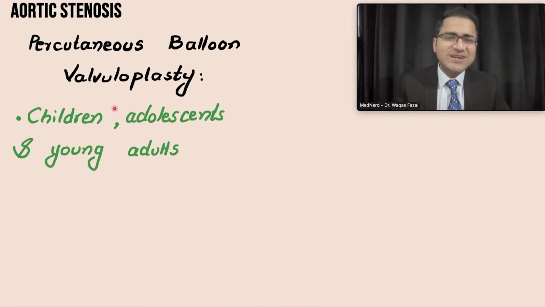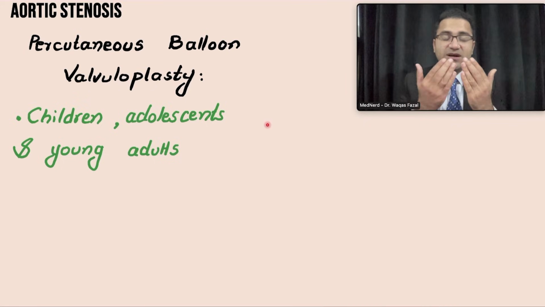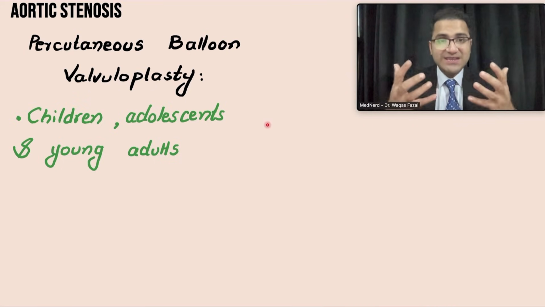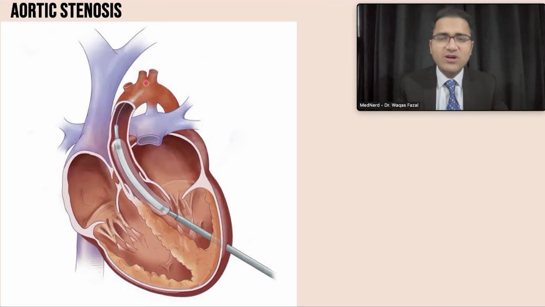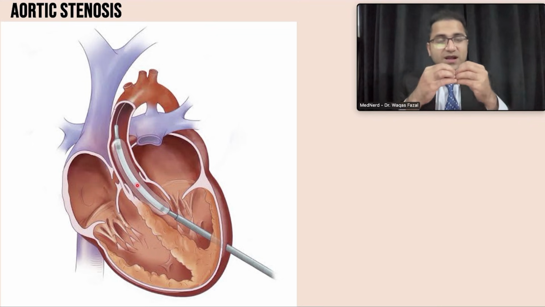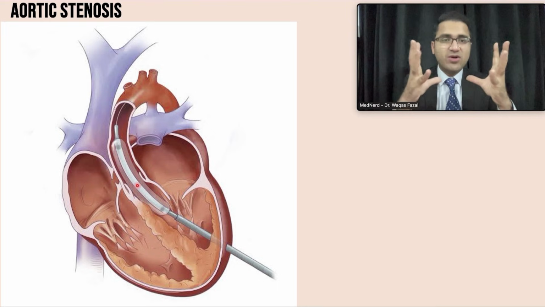Another procedure, really done in children, adolescents, and young adults, is percutaneous balloon valvuloplasty. Since the tissue in these people is still young and there is an increased chance of opening up the stenotic valve, percutaneous balloon valvuloplasty is done. What they do in percutaneous balloon valvuloplasty is get inside the heart through a wire, and over that wire is a balloon, and that catheter is passed and the balloon is inflated in the stenotic valve, and that balloon opens up the stenotic aortic valve.